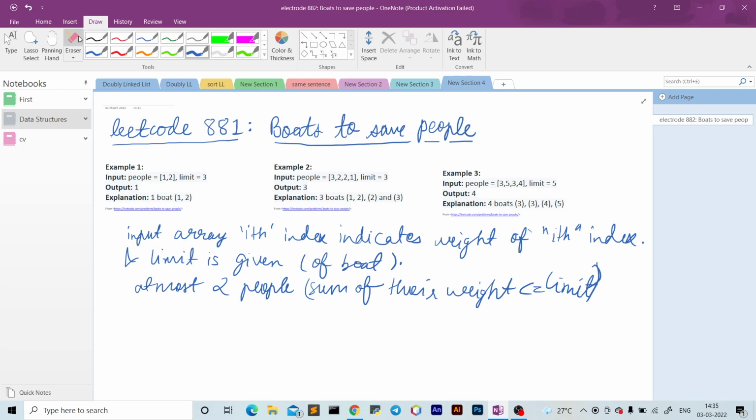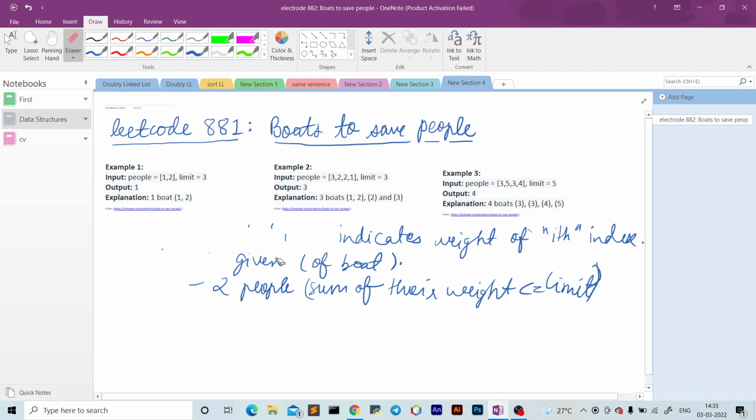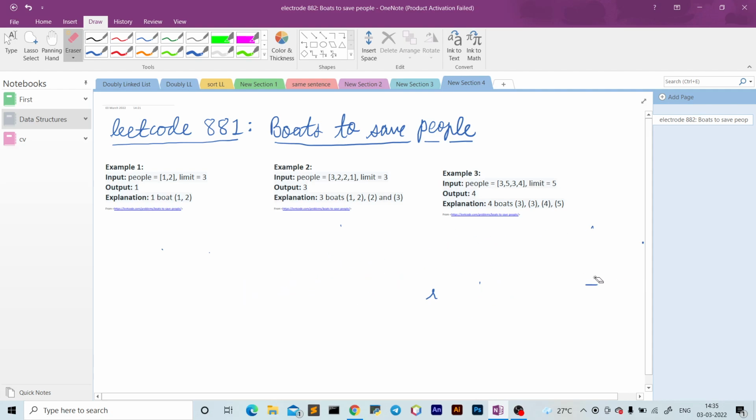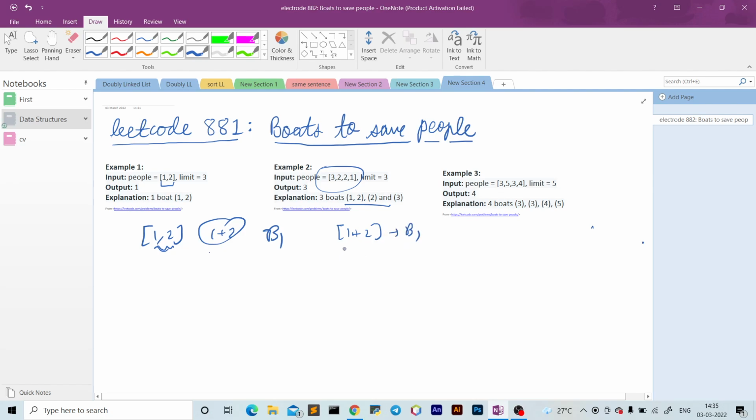Okay, so for this example, the array is 1 2 and the limit is 3, so we can take the sum of these two and put them in boat 1. The explanation is take 1 plus 2 in boat 1, then 2 in boat 2, then 3 in boat 3.